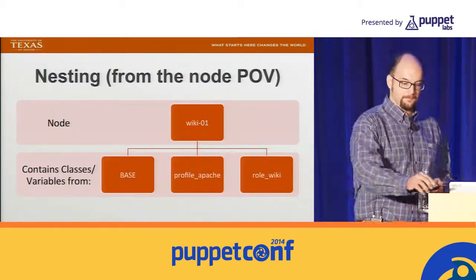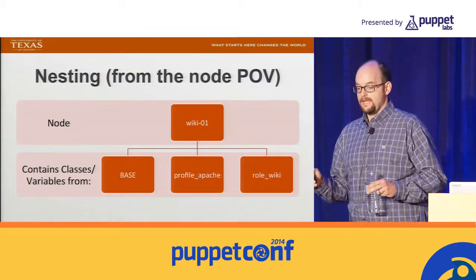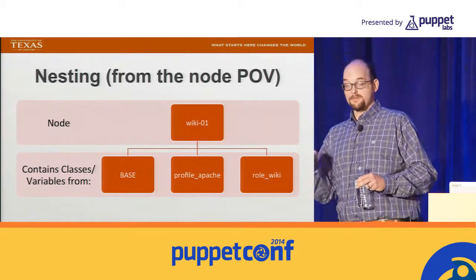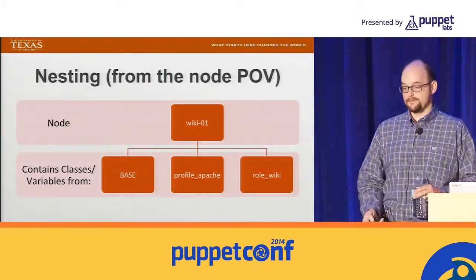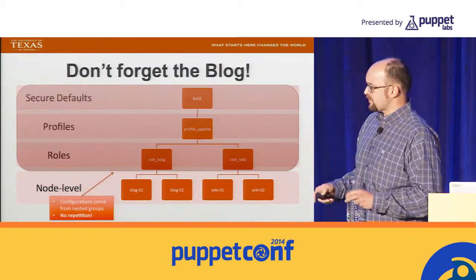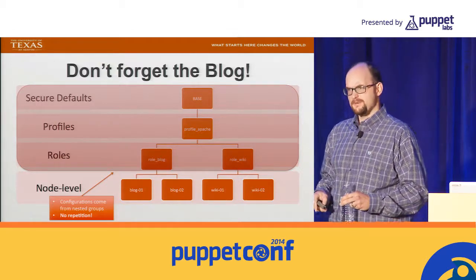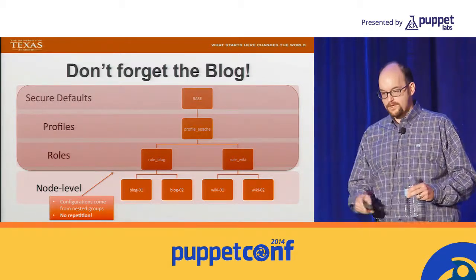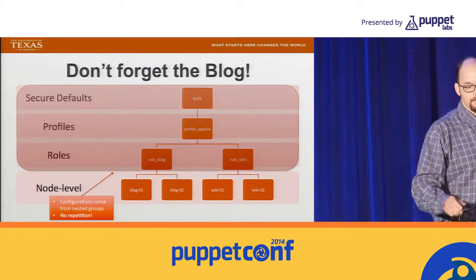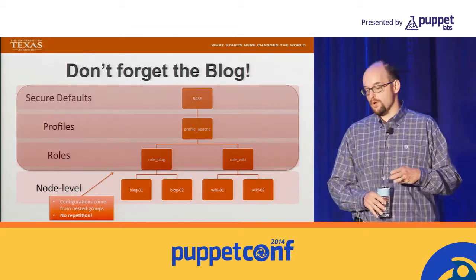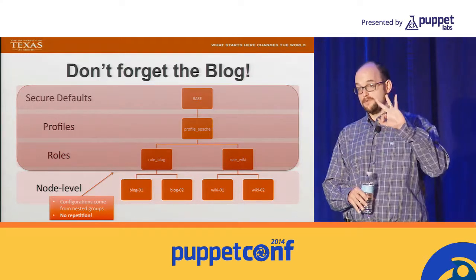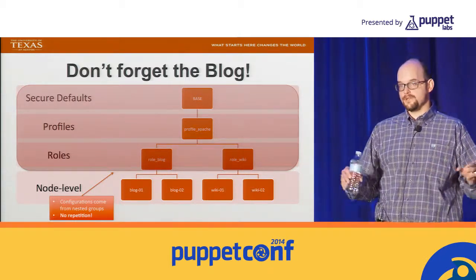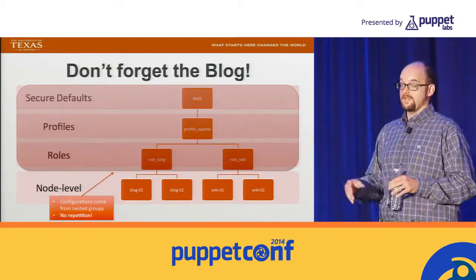From the node's point of view, that node says, well, I'm wiki 01, and I'm directly a member of role wiki, which is a member of profile Apache, which is a member of base. And so I'm indirectly a member of all of these things. Here's another view of that. If you can make that out, role wiki's on the right there. So you have wiki 01, wiki 02. At this point, hopefully, all of the configurations for that server are within those 3 different layers. You have your base, your profile layer, and your role layer. That should be all the business logic relating to that server, not including the IP address and anything that's node specific.